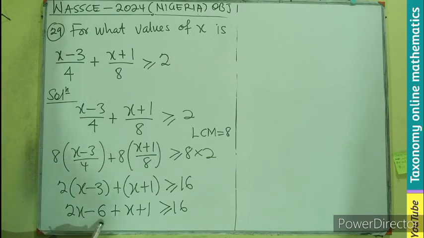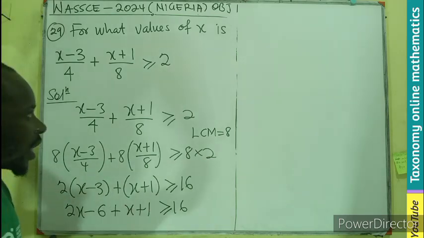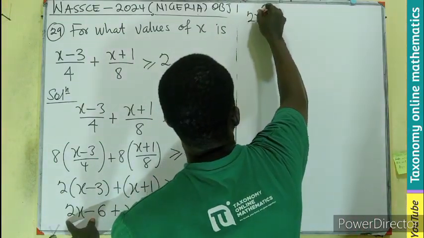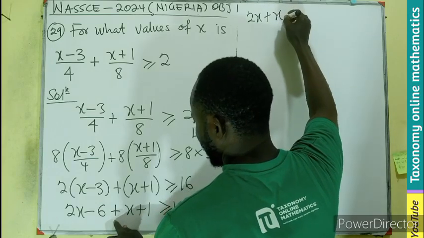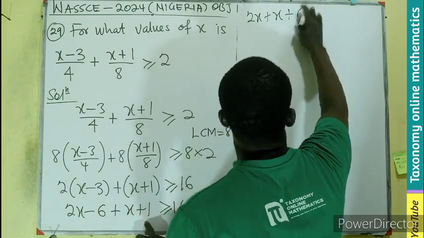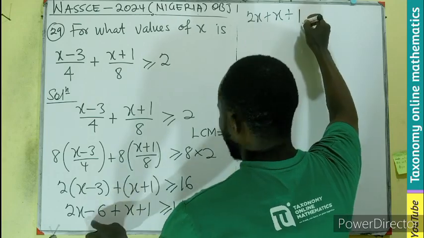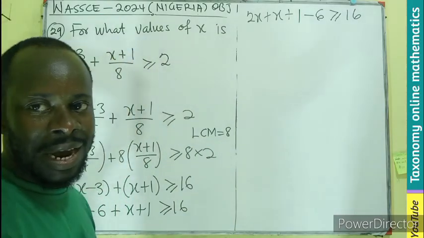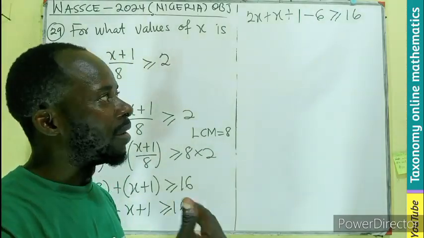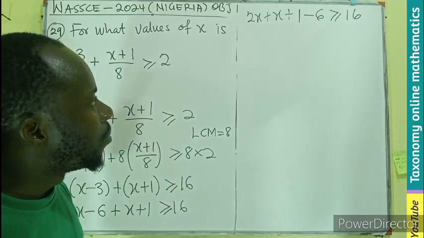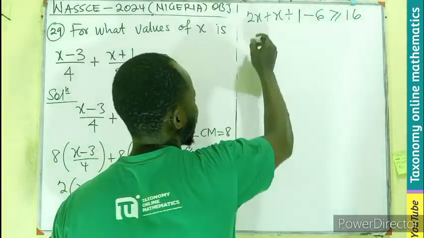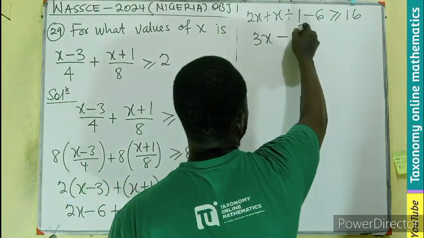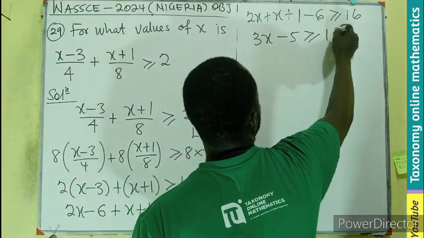Alright, what do we do? Let's compute the left side and check what will happen. So I'll be grouping the like terms as in 2x plus x, then plus 1 first, then minus 6, greater or equal to 16. I am only regrouping them and I'm not transferring them from anywhere, so their signs remain the same. So 2x plus x will be 3x. 1 minus 6 will give us minus 5, greater or equal to 16.